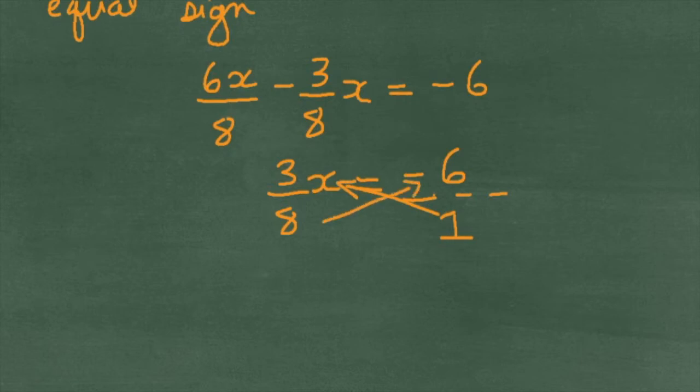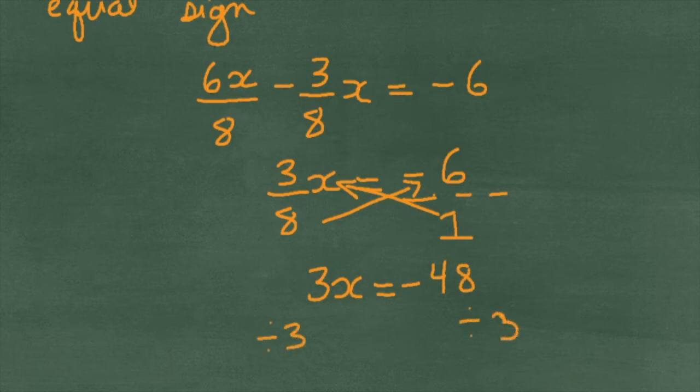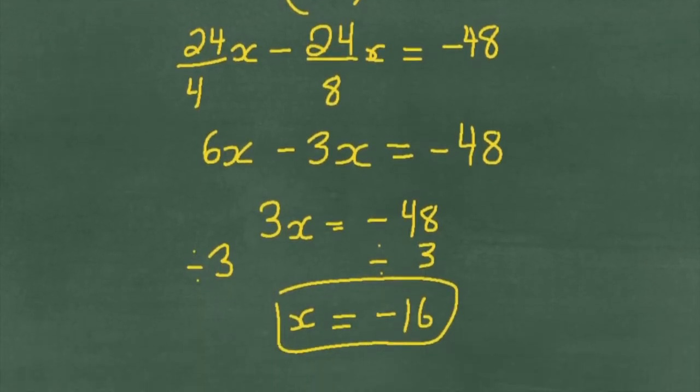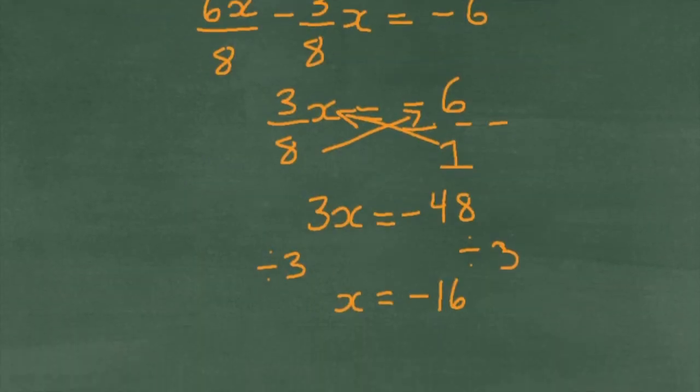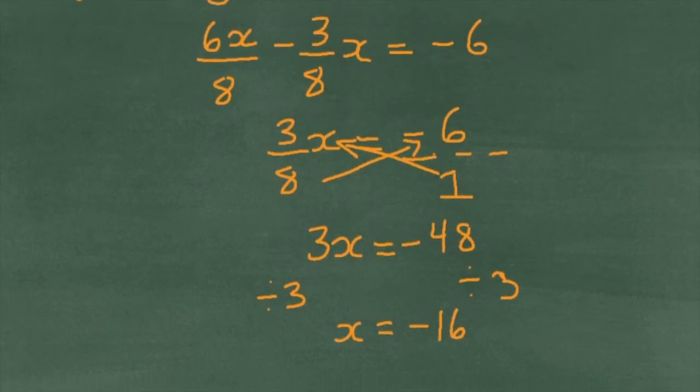So 3x times 1 is just 3x, and negative 6 times 8 is negative 48, and we divide both sides by 3. We divide both sides by 3, and voila, we get the same answer that we got on the first method, which is 16. So you'll notice that over here we ended with the exact same as over here. And that's how you do it.